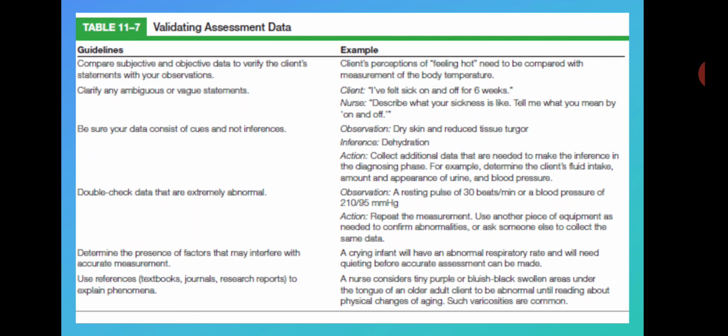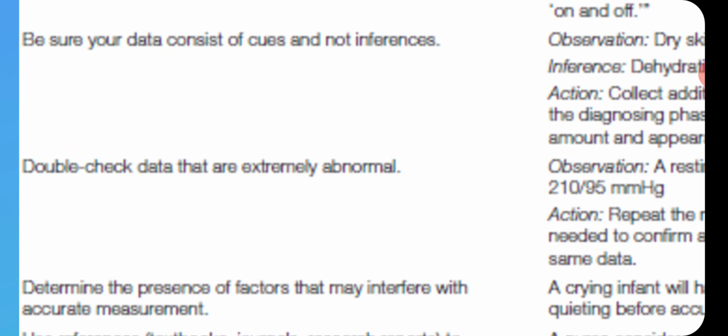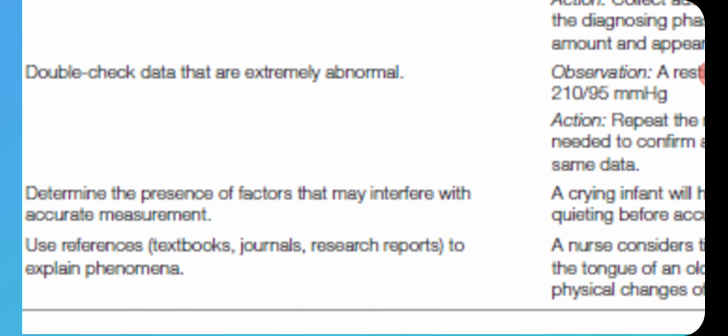Okay, double check data that are extremely abnormal. For example, if you are taking care of a client from 7 a.m., then suddenly at 12 noon, your client becomes hypertensive with a blood pressure of 180 over 100 millimeters of mercury. That's quite high. So you need to double check by using a different sphygmomanometer or by taking the blood pressure using the other arm of your client. Okay, clear?